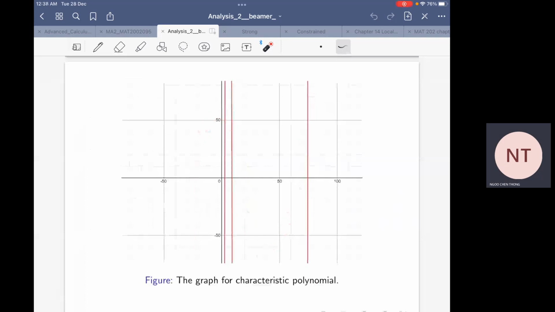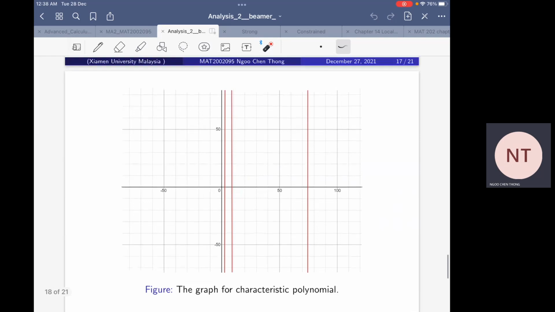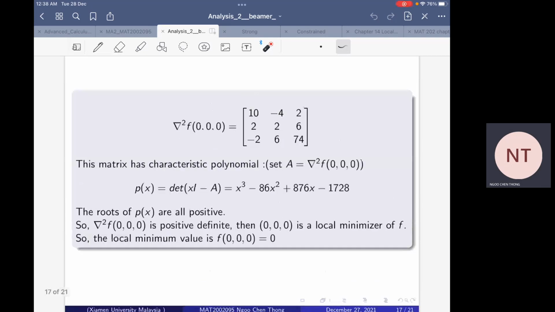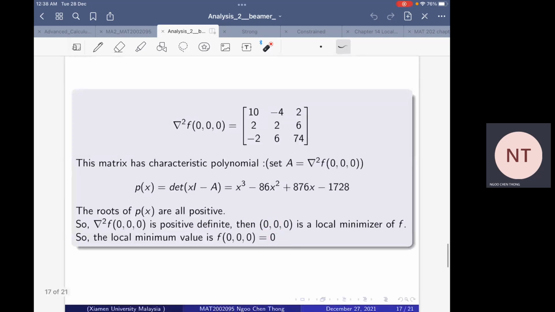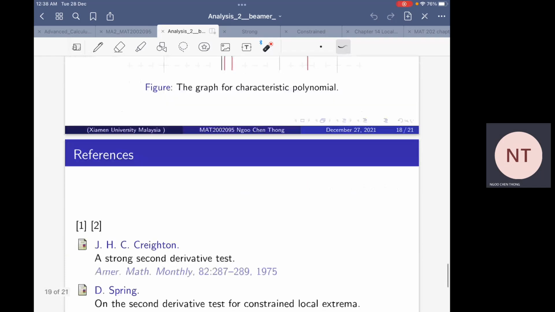So this graph is very large, so I will capture part of it. You can see that these 3 points are at the right side of the y-axis. So these 3 are positive. So we can say that the roots of px are positive. So the Hessian matrix here is positive definite. So (0, 0, 0) is a local minimizer of f. To find the minimum value, we just substitute (0, 0, 0) into the function. So we get 0 here. It's a local minimum.